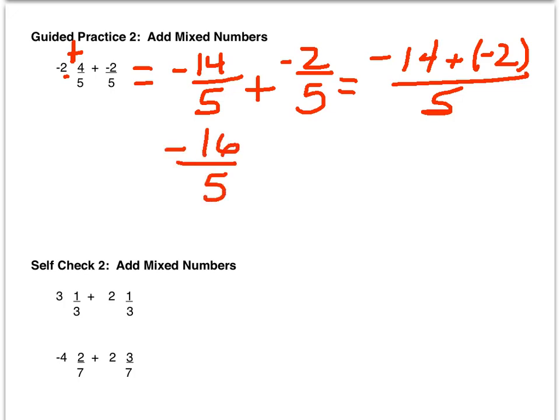That's an improper fraction, so we want to change that to a mixed numeral. So we divide 16 by 5. We know it's going to be negative. 16 divided by 5 is 3, with 1 left over, and the denominator stays as 5. Now try a couple on your own. In self-check 2, you'll add mixed numbers. 3 1/3 plus 2 1/3, and -4 2/7 plus 2 3/7.